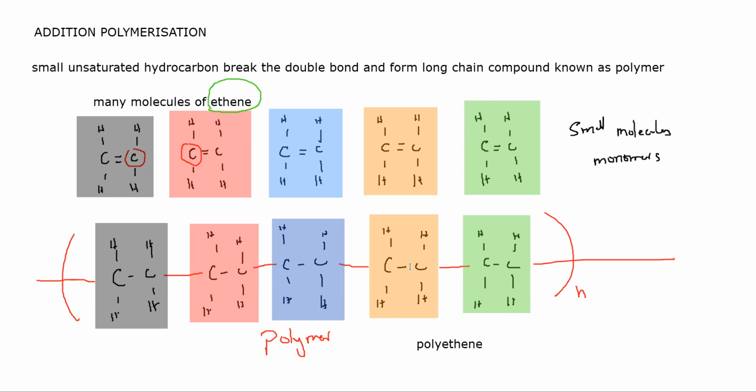Is the idea of addition polymerization clear? So you have small molecules of alkene, they break the double bond, turn into single bonds, and the molecules link with each other. Plastics are also polymers, Afif. There are different types of plastics. Polythene is also a plastic.